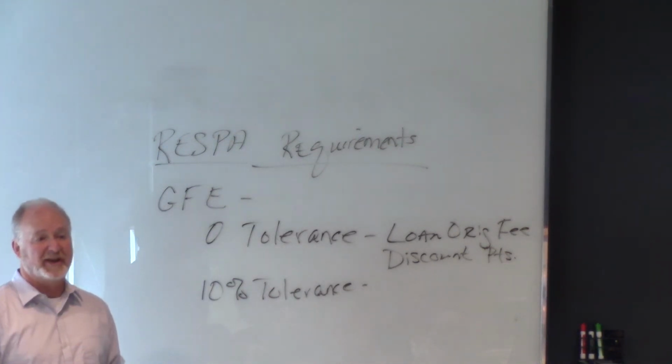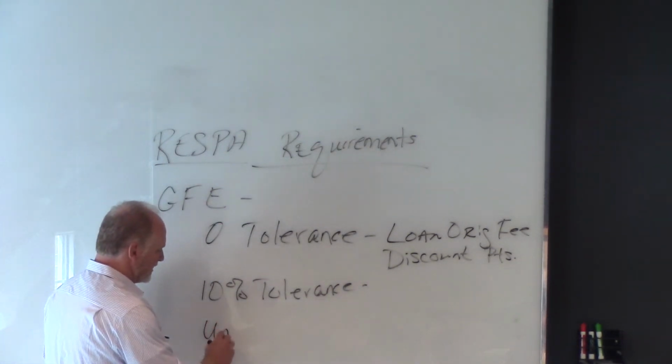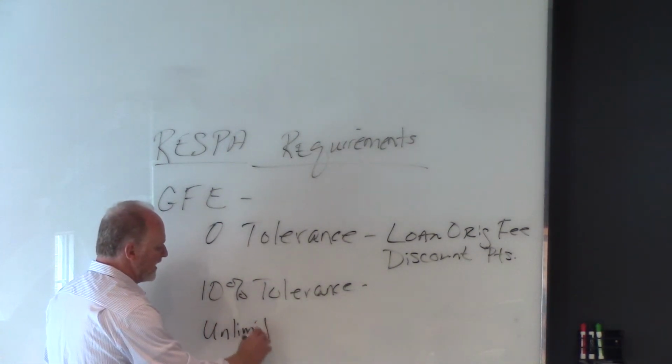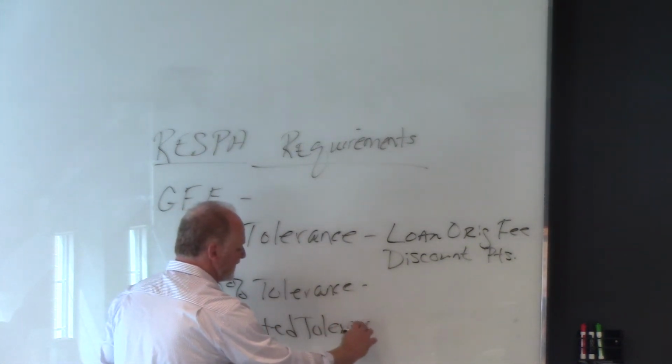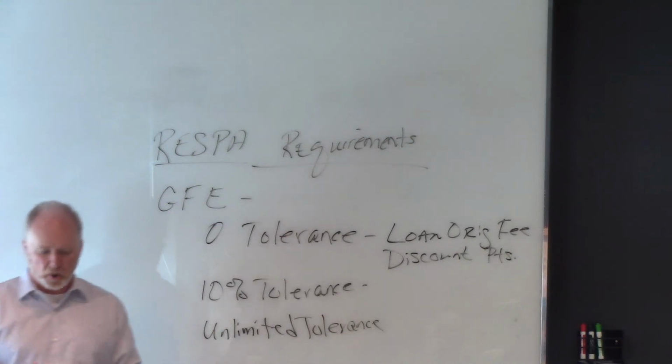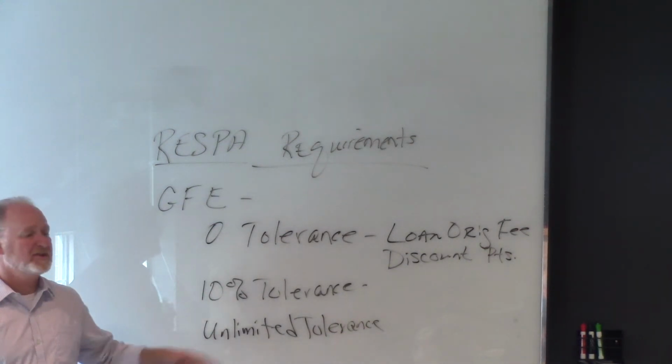There's actually one category known as unlimited tolerance. In other words, these could go up indefinitely. You're probably thinking to yourself, well, golly, that kind of shoots the whole plan. But here's the deal. Unlimited tolerance category.